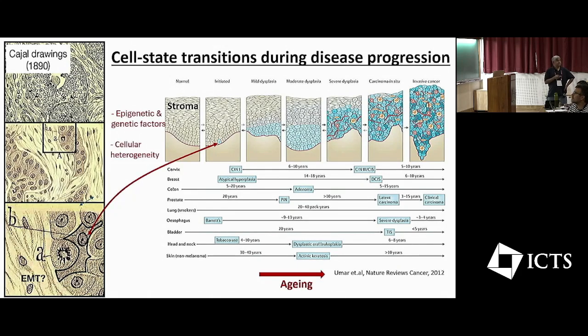So diseases, as you know, don't happen overnight. It's a progressive process. As a function of aging, this is, for example, tumors in the body, different types of tumors. As you see, as we age, depending on the time scale, depending on the tissue of origin, cell state transitions occur, and eventually these give rise to altered cell states and diseased cell states.